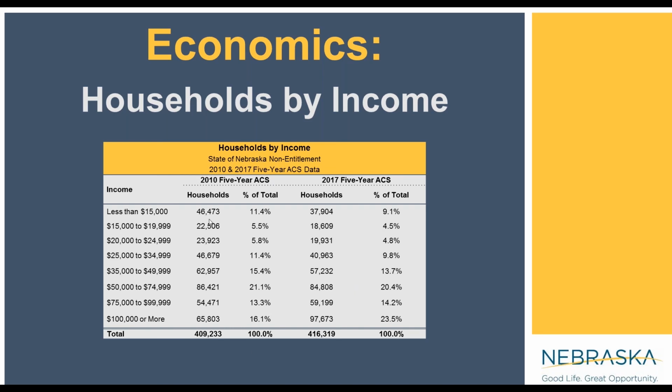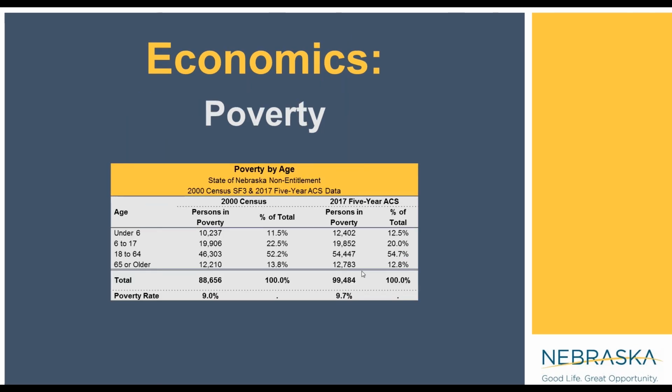But then we also do see decreases in households with less than $15,000, falling from 11.4 to 9.1%. And in the middle of the spectrum as well, $25,000 to $35,000, 11.4 to 9.8%. So we do see some increases in household income.